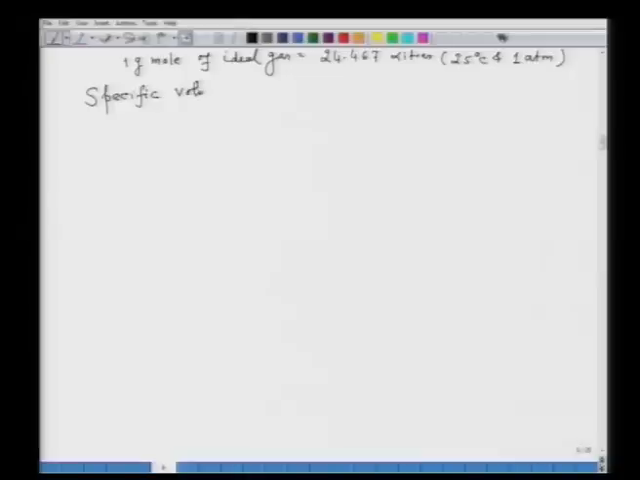Now, similarly, another variable which is often used is specific volume. Specific volume is the reciprocal of density, and that is equal to either centimeter cube per gram or meter cube per kg or feet cube per pound. These are the ways of expressing specific volume.